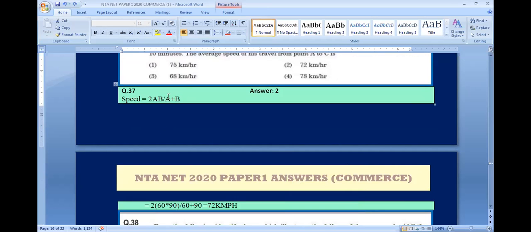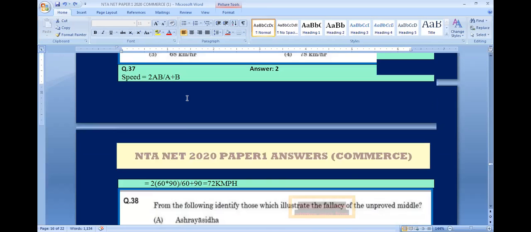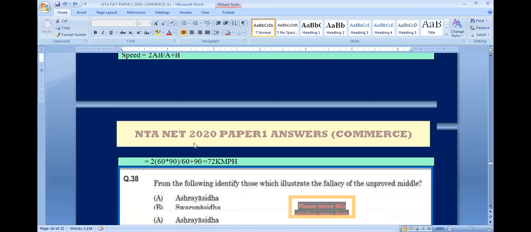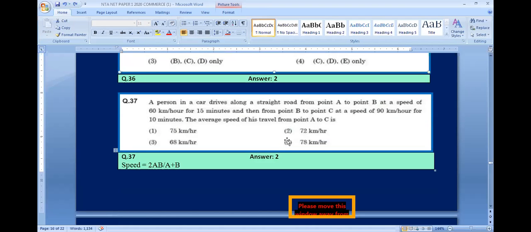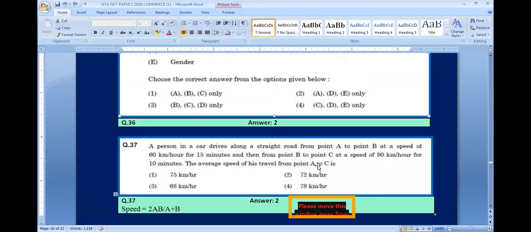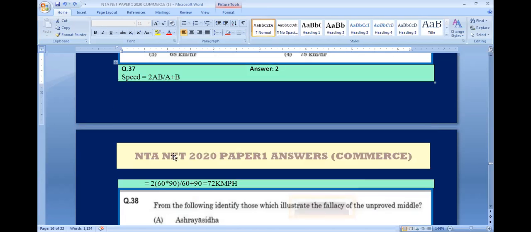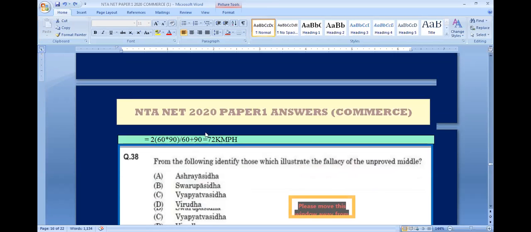So this is the formula: 2AB divided by A plus B, where A and B are the speeds traveled. 2 into 60 into 90, whole divided by 60 plus 90. So that is 72 km/h. This is the answer. Since they are already given the speed, there is no use of looking at the time. You can directly substitute the speeds into 2AB divided by A plus B. Without this formula, we cannot solve.